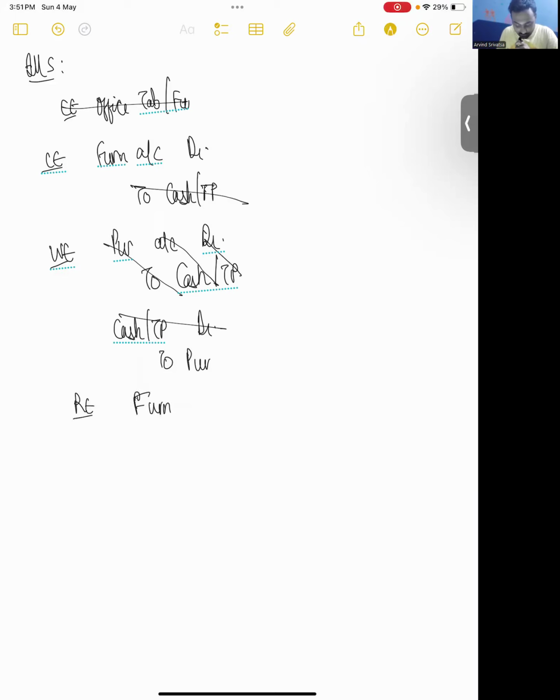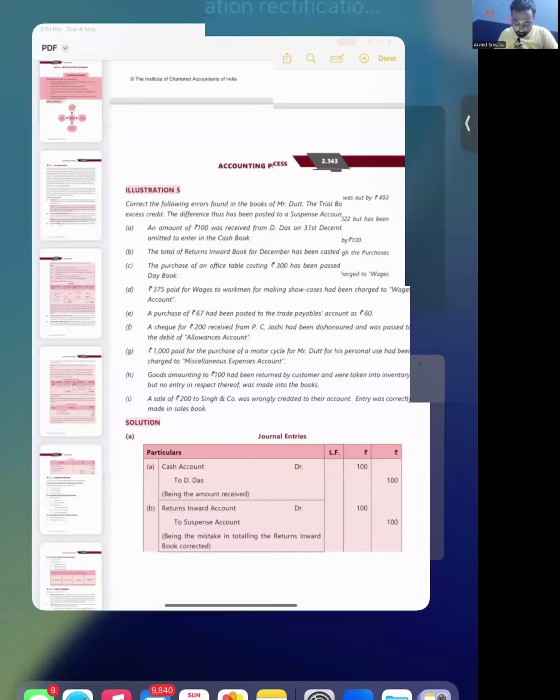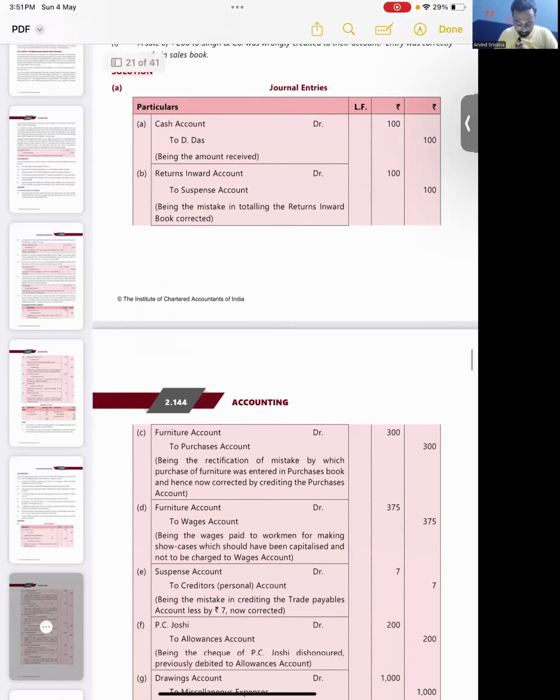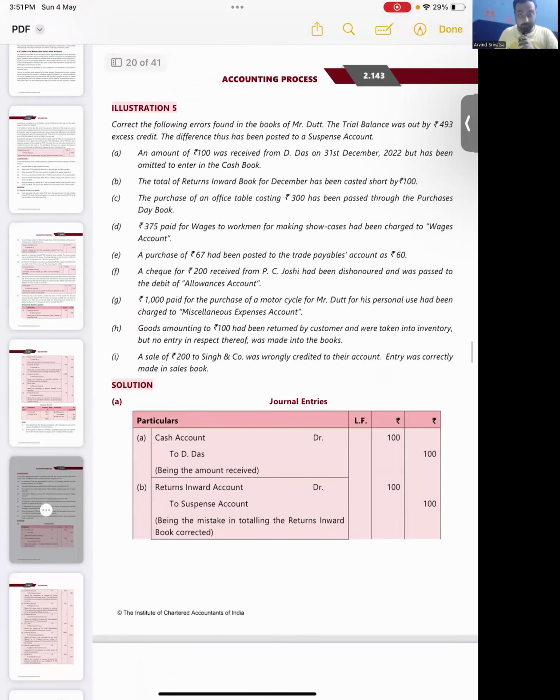Furniture account debit to purchases. Perfect, sir. We'll see what they've done. Next one is a good one. I think you just need to think a bit, but anyways, no worries.